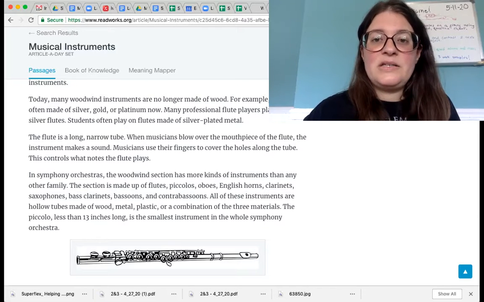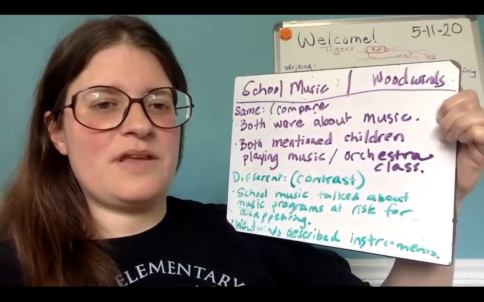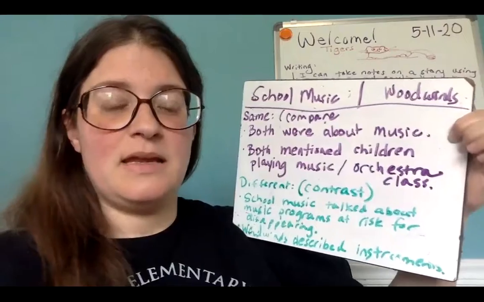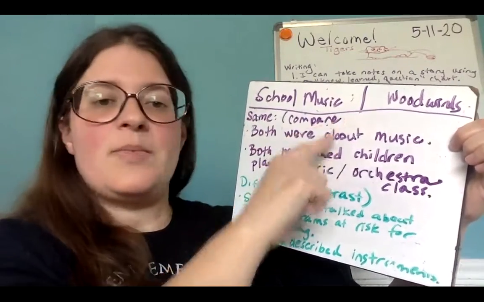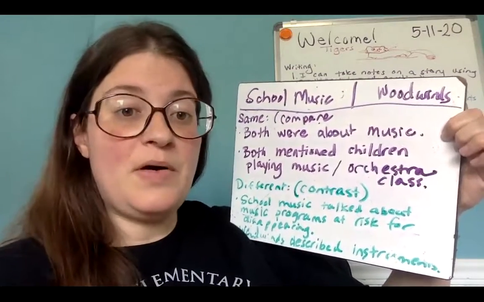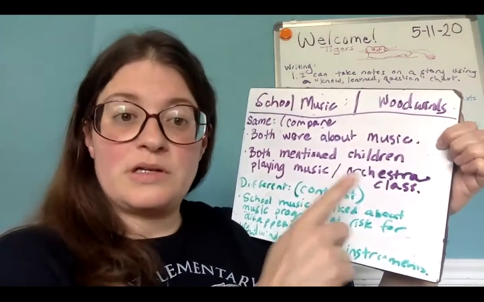So now I'm going to stop sharing the screen for a moment so I can show you my compare and contrast whiteboard of these two articles. Okay, so I abbreviated the names of the articles. School music for the first one and woodwinds for the second. And the first thing that I wrote about were how they were the same, how I compare them. Both were about music, and both mentioned children playing music or orchestra class.